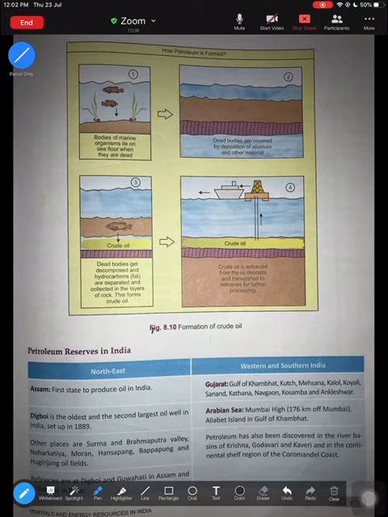Now, formation of crude oil. Now you have to understand what crude oil is. Crude oil here means unrefined petroleum.